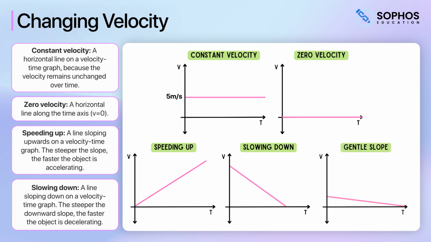If the slope of the line, whether upward or downward, is gentle, it implies a gradual change in velocity. A gentle upward slope means slow acceleration, and a gentle downward slope means slow deceleration.